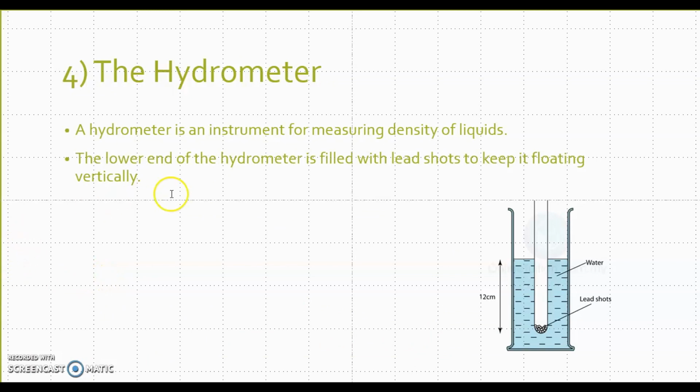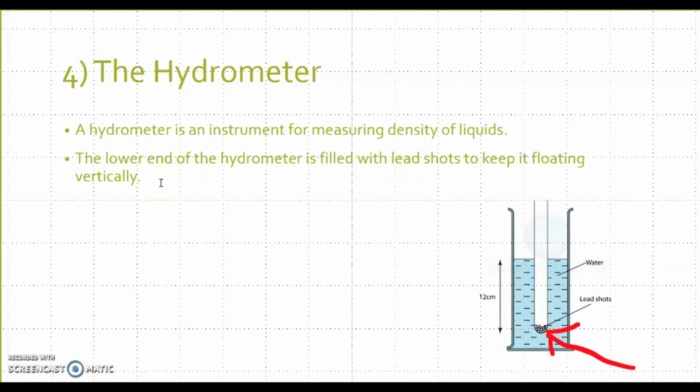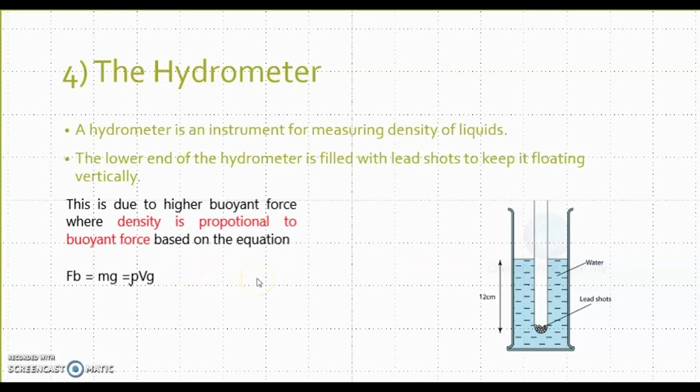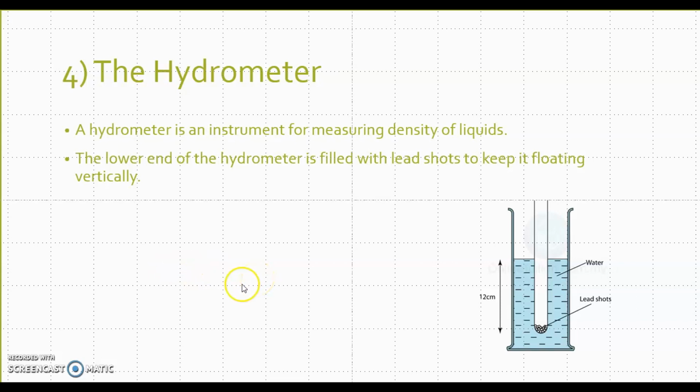And lastly, the hydrometer. Hydrometer is an instrument for measuring the density of liquids. The lower end of the hydrometer is filled with lead shots to keep it floating vertically. The higher the density of the liquid, the bigger the upthrust will be. Thus, the scale of the hydrometer increases in a downward direction.